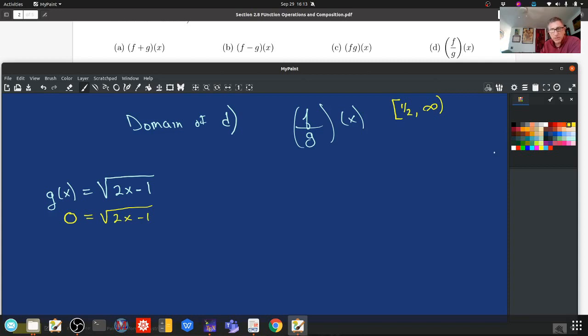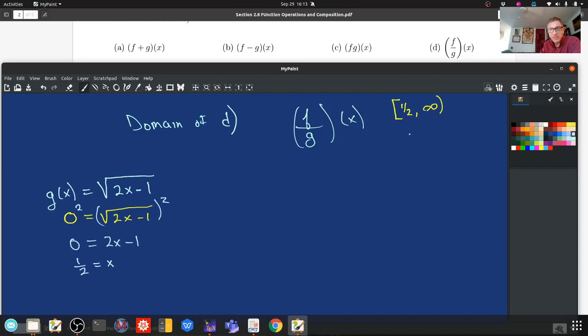So if I square both sides, square 0, and I square 0, 0 times 0 is 0. So that gives me 0 is equal to 2x minus 1. Solving for x gives me x is equal to 1/2.